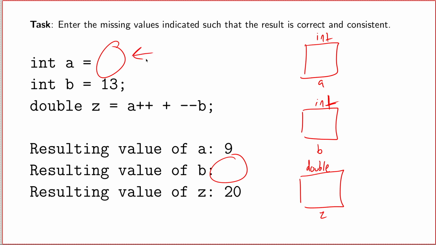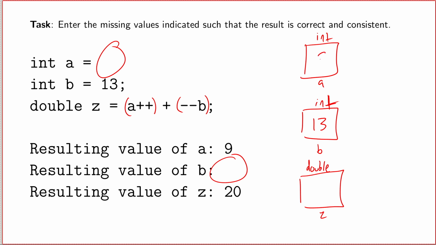Because if I know that, I could just work out the resulting value of B by plugging everything in. Okay, so I know that the initial value of B is 13. I also know that the only thing I ever actually do with A is this A++ operation. And that adds 1 to A. It also does something else in the context of Z, but the only thing this does to A is add 1 to it. So when I'm done adding 1 to A, the value of A is 9.